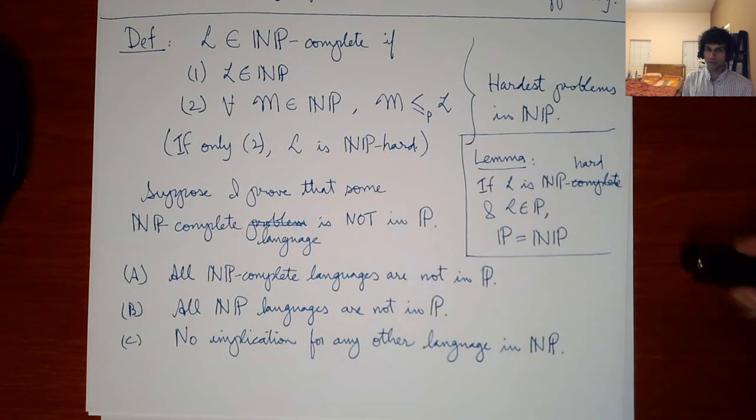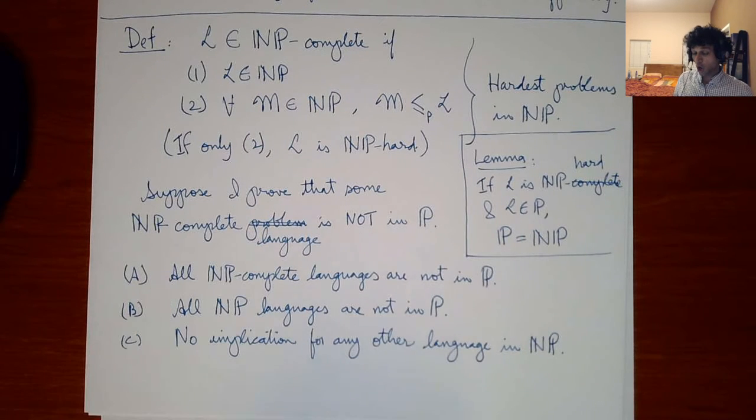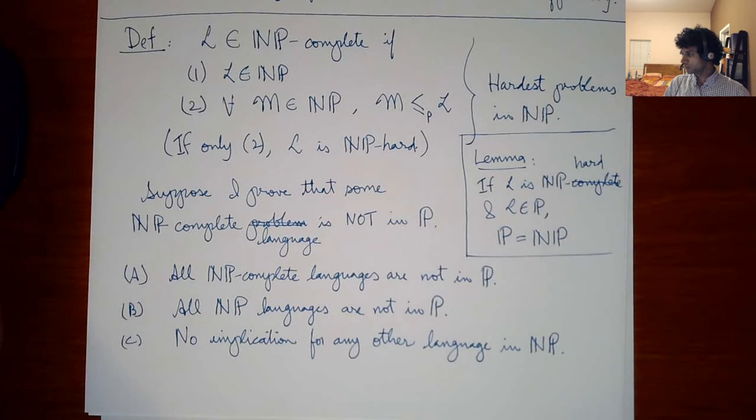Okay, so here's the question. I prove that some NP-complete problem or NP-complete language is not in P. I prove that there is no efficient algorithm for some specific NP-complete problem. What can I conclude? Can I conclude that all NP-complete languages are not in P? Can I conclude that any NP language is not in P? Or is there really no implication for any other language in NP? So let me launch the poll now.